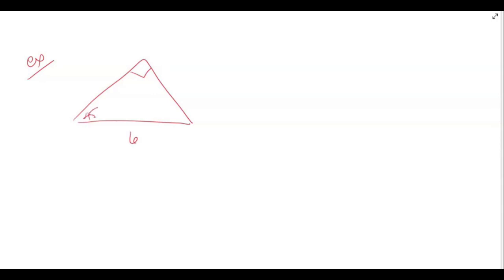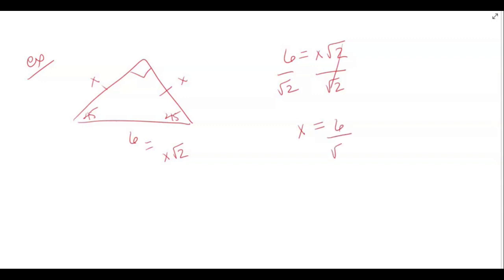This is 45, and this is 45. So you're looking for your legs. Both of them are x, right? And this side represents x square root of 2. So go ahead and set that up as an equation to solve. So in order to solve for x, I need to divide both sides by the square root of 2. So x is going to equal 6 divided by the square root of 2.